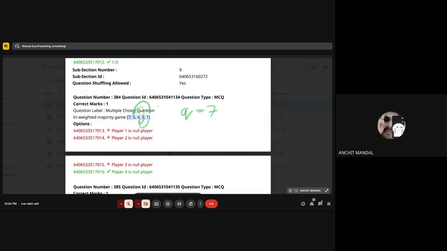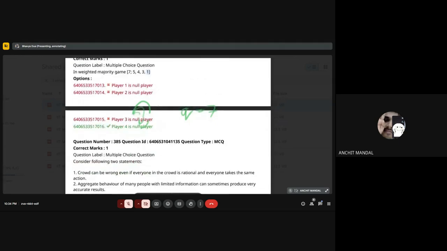That means 1 is useless. 1, when paired with anyone alone, cannot pass any coalition, cannot pass the vote. All others combined can easily pass. So therefore, 1 is the null player. Sorry, the player with contribution 1 is the null player, in this case it is player 4. The player with 1 contribution is the null player.